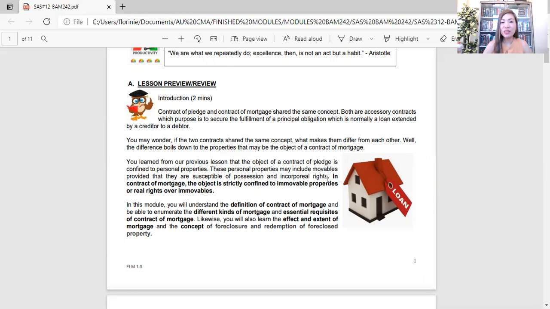Ayan. So ang ibig bang sabihin ay pwede na i-appropriate ng bangko yung foreclosed property sa kanyang sarili? Diba sa contract of pledge, hindi. This time around, sa mortgage kaya, sa contract of mortgage kaya, pwede kaya yung ganun? This and more you will learn in this particular module. But for now, please pause this for a while and answer the what I know chart.